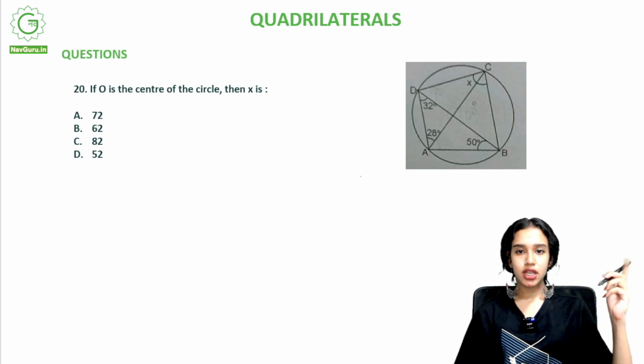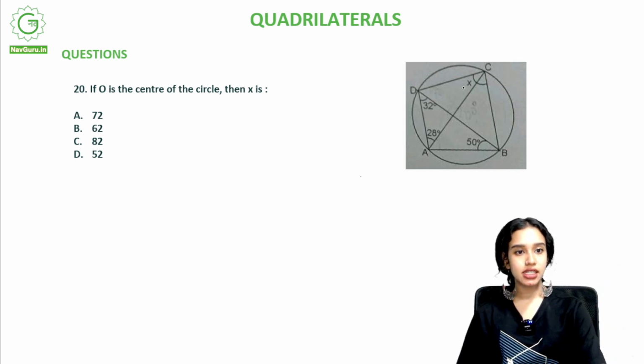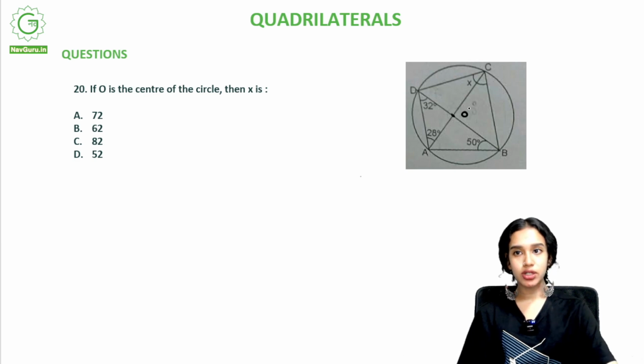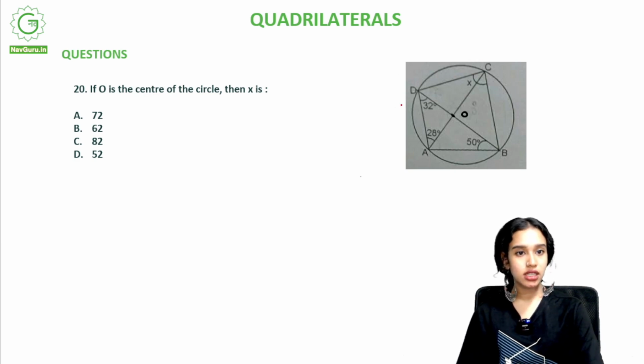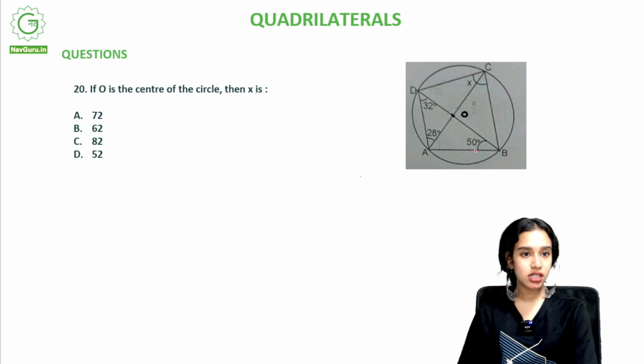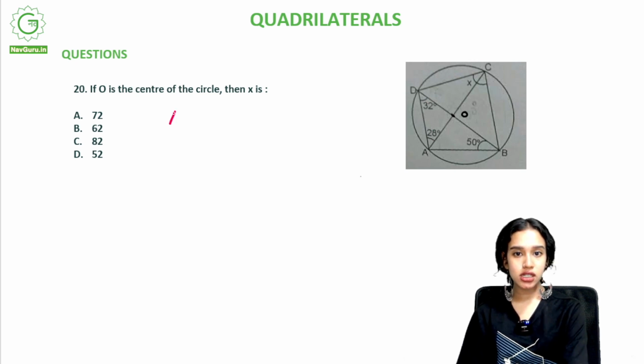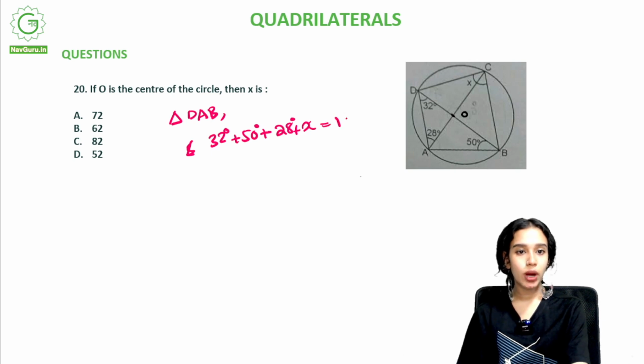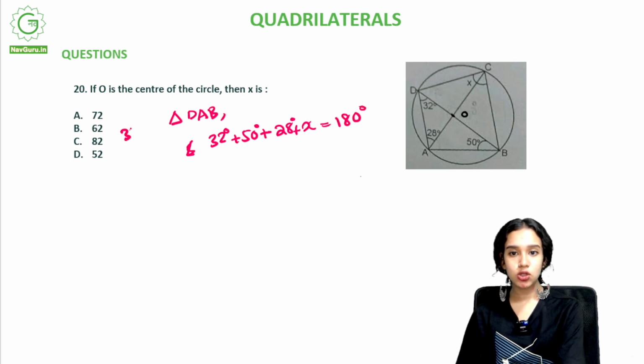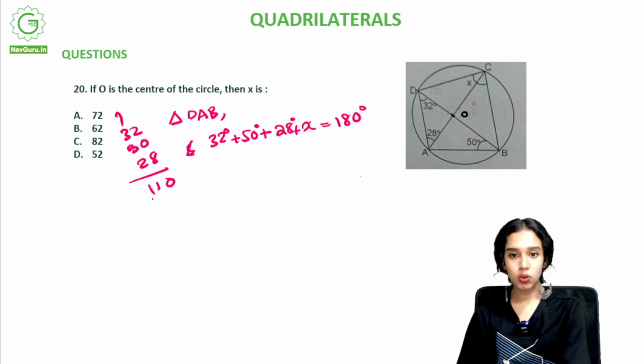Let's solve this question. If O is the center of the circle, then X is. So this is O, which is the center of the circle. Let's mark what all we get here. This is 32 degrees, this is 28 degrees and this is 50 degrees. So considering triangle DAB, angle 32 degrees plus 50 degrees plus 28 degrees plus X is equal to 180 degrees, right? So what is 32 plus 50 plus 28? We get 110.